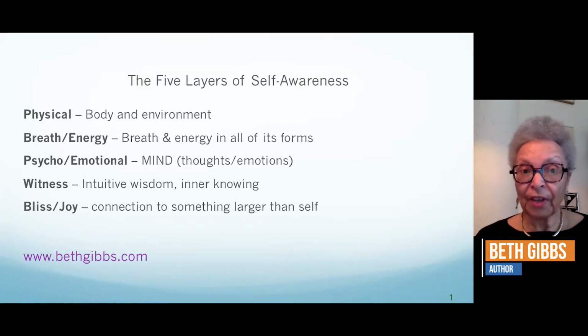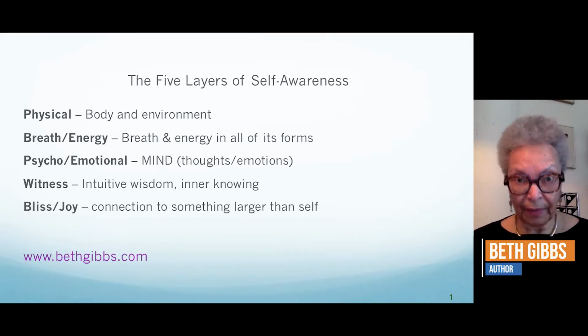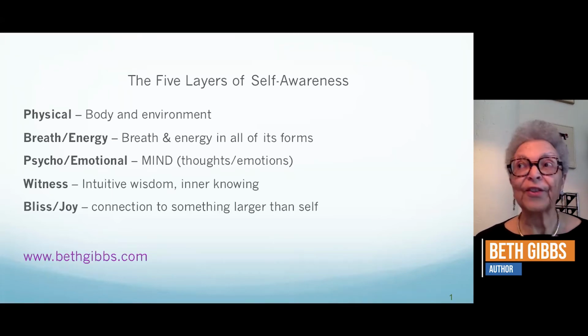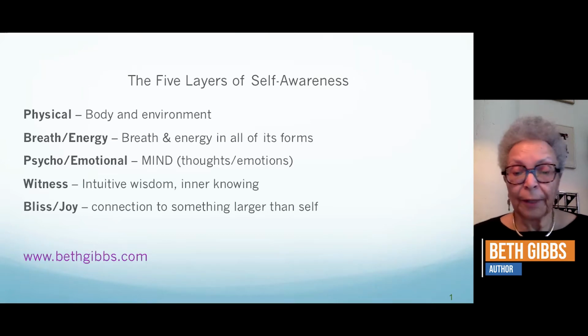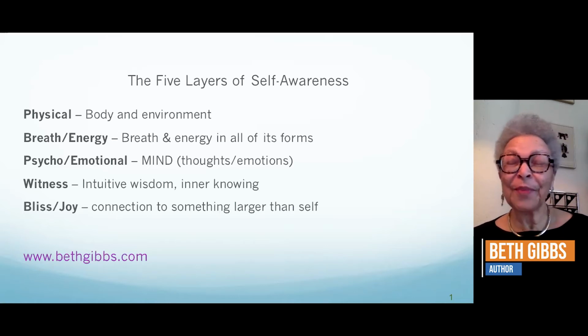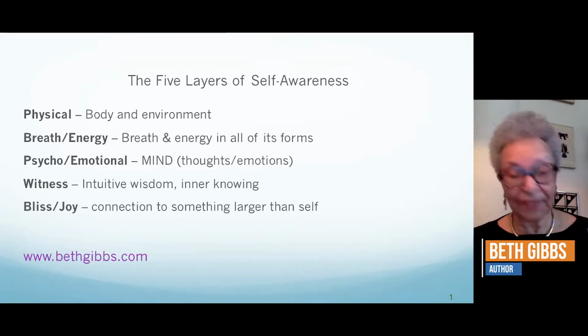So the 5 layers are, as you can see on the slide that's up, 1: physical, body, and environment. This is you. It's your size, your shape, your gender identification, your race, your ethnicity, your anatomy, your physiology, and it's your home, your town, your community, and the planet we all share, because everything is connected. And so as individuals, we are physically connected to all of the environmental pieces that surround us. That's an easy layer to understand because we can sense it, feel it with our 5 senses.